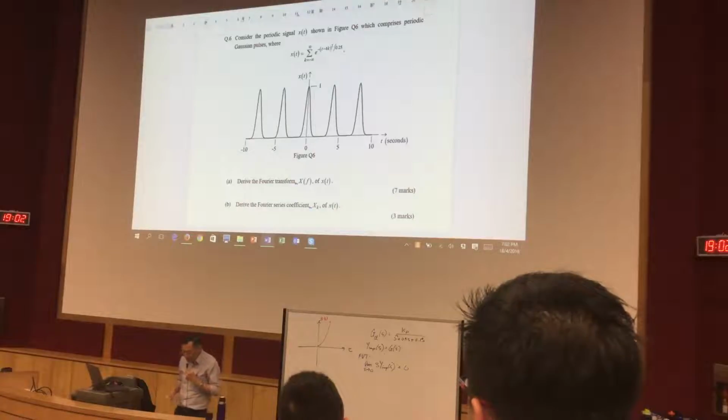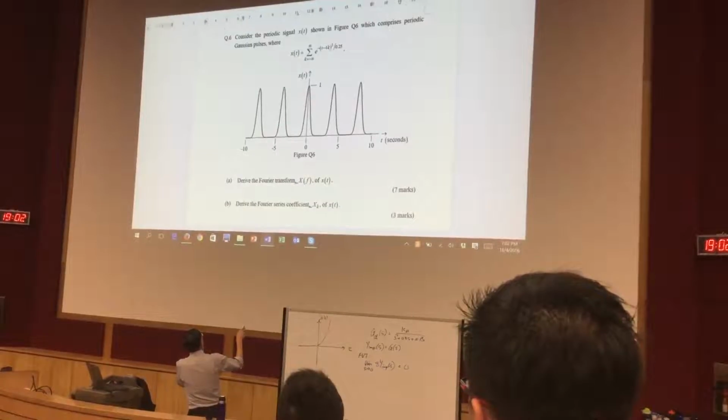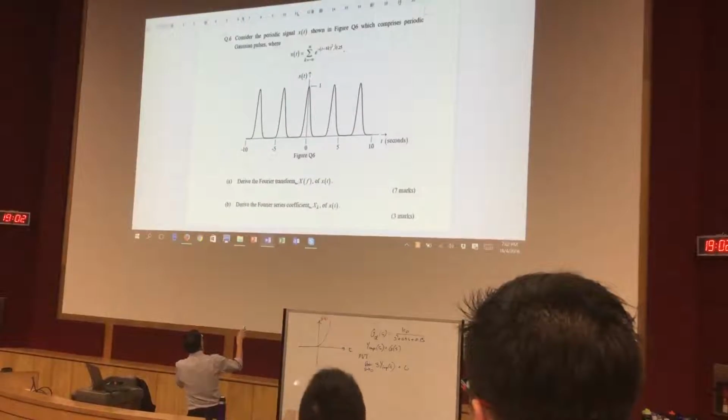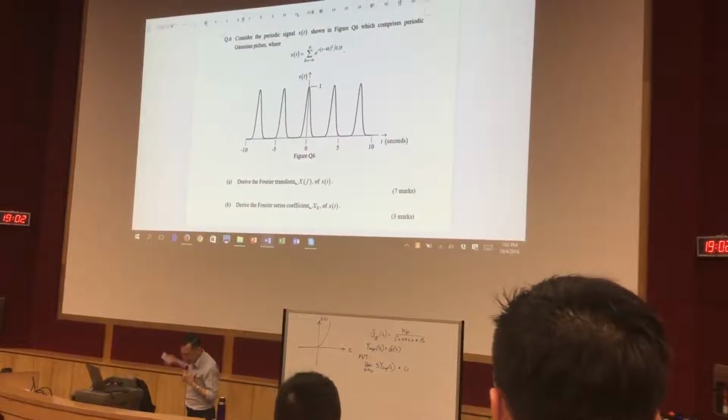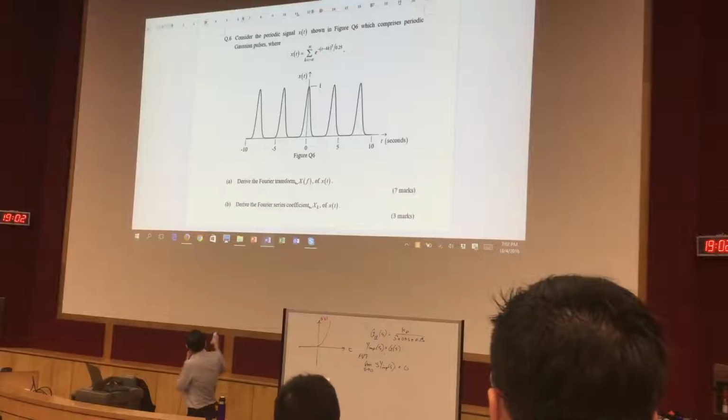Next, consider the periodic signal x(t) shown in figure Q6, which comprises periodic Gaussian pulses. So that's a Gaussian pulse, given by e to the minus t squared over 0.25, and it's repeated every 4 seconds. You can see every 4 seconds, 8 seconds, etc. Derive the Fourier transform X(f). So that's pretty straightforward.